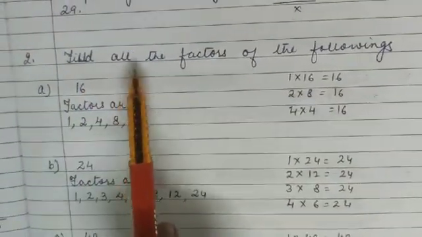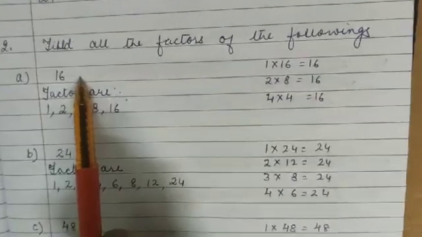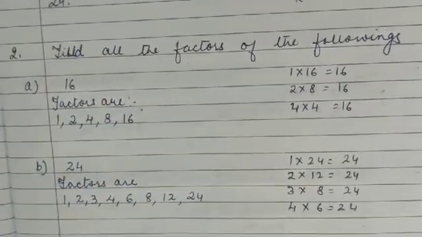Now move to question number 2. Find all the factors of the following: 16. So you have to find out the factors of 16. So children, here are two methods. Okay.